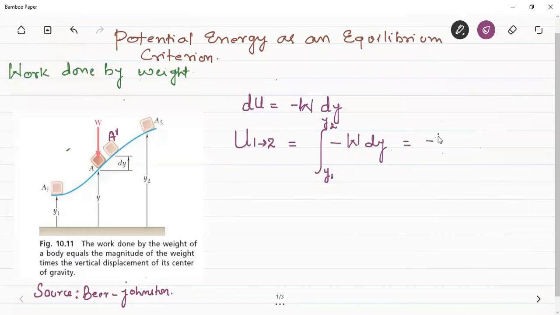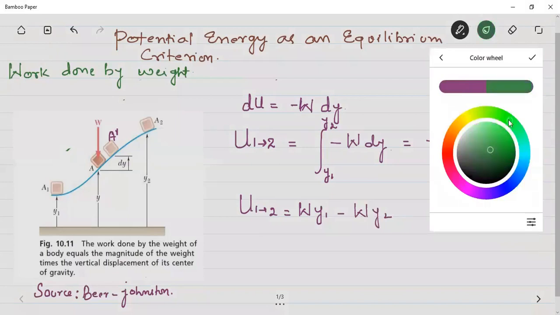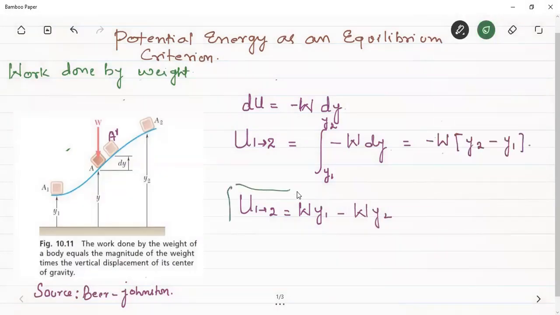Now we can solve this. It will be minus W times (y2 minus y1), or we can say that U1 to 2 is equal to W y1 minus W y2. Now this equation represents the work done by the weight when the block is displaced from the initial position 1 to the final position 2. So from here we can note that this work done is equal to the change in some function. Okay, this work done is equal to the change in some function.